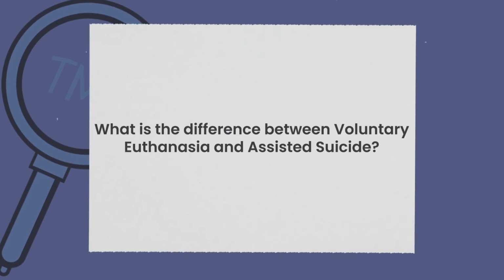What is the difference between voluntary euthanasia and assisted suicide? Voluntary euthanasia involves a licensed healthcare provider administering a substance that directly causes the patient's death, with the patient's explicit and competent consent. In contrast, assisted suicide is when a licensed provider provides the means or the information for a patient to end their own life, but the patient must take action leading to their death.